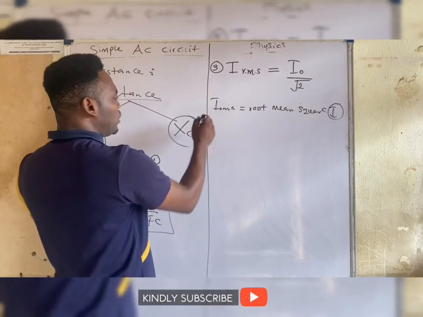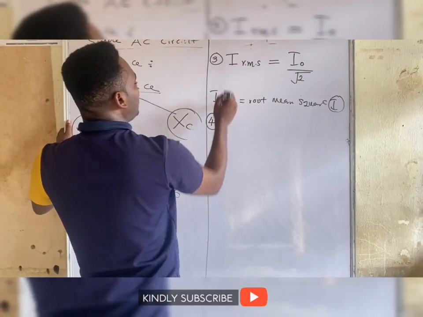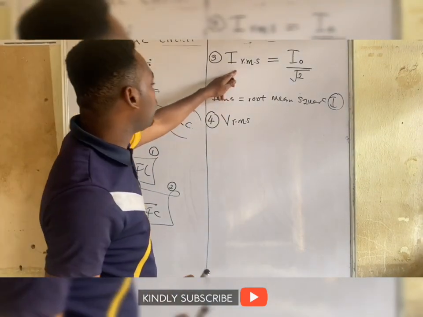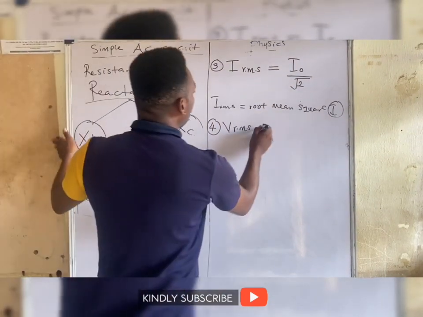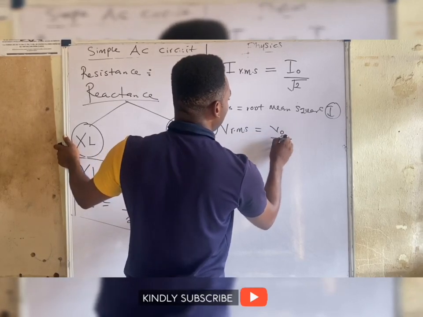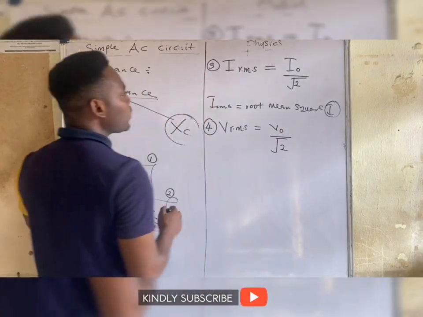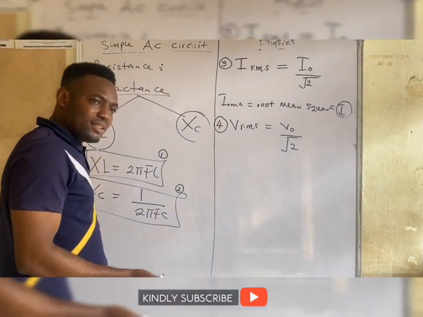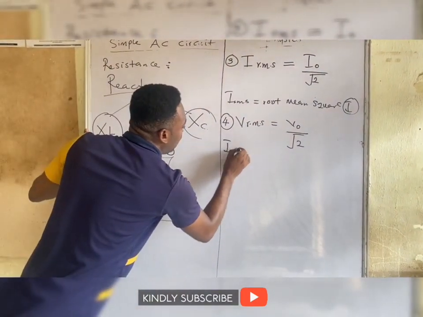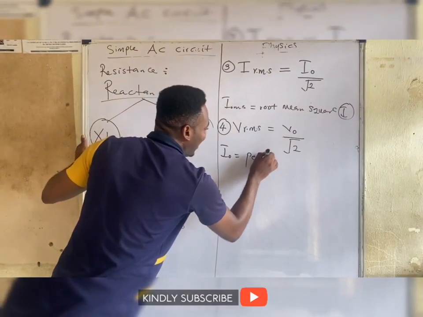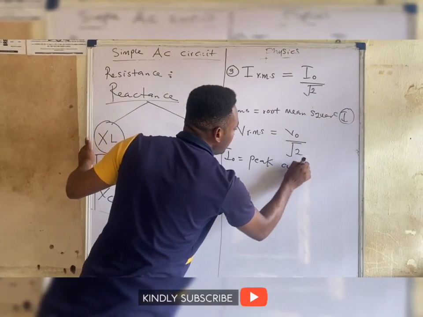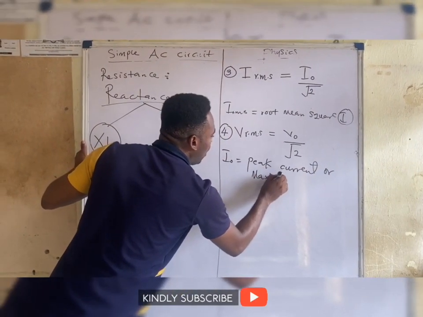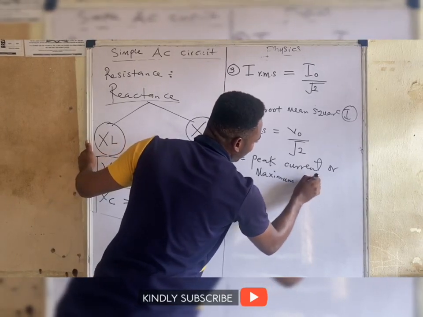Now, on the other hand, number 4: if I change this to V root mean square, you already know that V root mean square will be V naught over root 2. But again, what are I naught and V naught? I naught stands for the peak current, or we call it the maximum current.